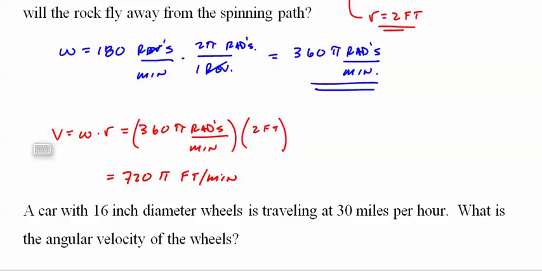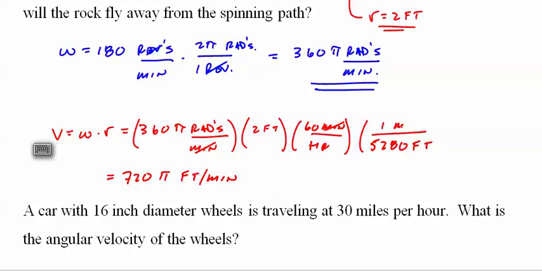Oh boy, big question. I've got to change things up here. There are 60 minutes in an hour. Cancel, cancel. There are 5,280 feet in a mile. Cancel, cancel. So take that 720 pi, and now I'm actually multiplying it out because I want to find out that this is reasonable, divided by 5280.